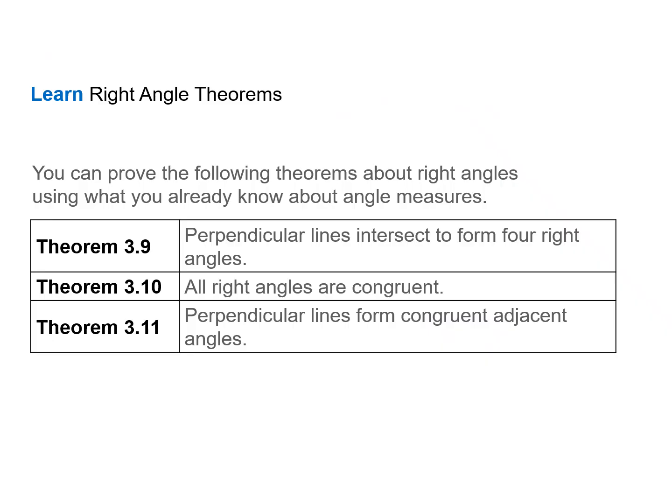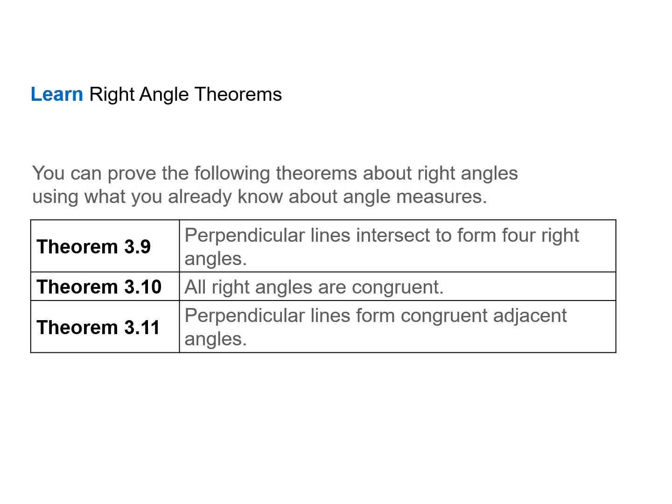Let's learn a little bit about the right angle theorems. Again, write these down. You can prove the following theorems about right angles using what you already know about angle measures. Perpendicular lines intersect to form four right angles. The next one, Theorem 3.10, all right angles are congruent. Theorem 3.11, perpendicular lines form congruent adjacent angles.